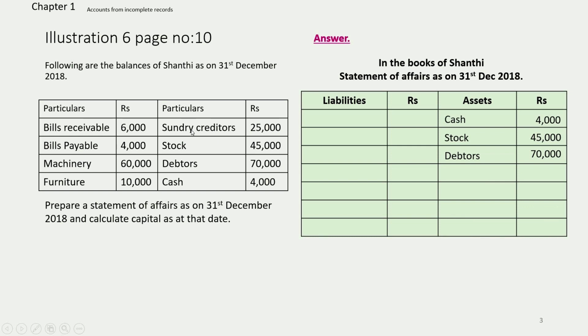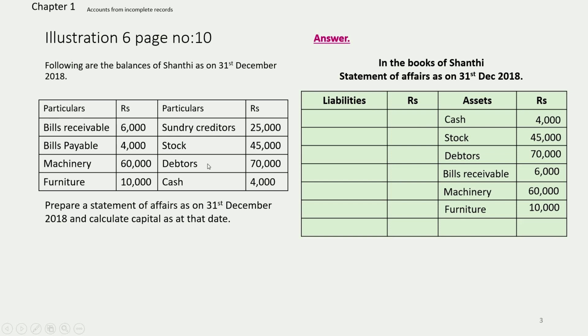Then see, this sundry creditors is a liability. So we will leave that now. Bills receivable is an asset, and the amount is given as 6,000. So, we will write here 6,000. Bills payable, it is a liability. Now, machinery 60,000, asset. So, we will write here machinery 60,000. Then, furniture is an asset, 10,000 rupees. We will write here furniture 10,000. Got it? See, cash, stock, debtors, bills receivable, machinery, furniture. All the assets we have written on the asset side.